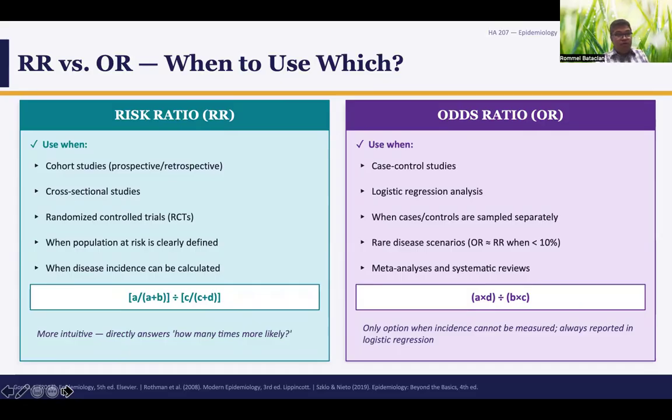So again, when to use risk ratio and odds ratio? Risk ratio is used for cohort, cross-sectional, randomized controlled trials, when the population at risk is clearly defined and when disease incidence can also be determined. Odds ratio is for case control studies, logistic regression analysis, and when you can sample separately the cases and the controls. You cannot do that in the studies on the risk ratio. You can also use odds ratio in rare disease scenarios and also in meta-analysis and systematic reviews.